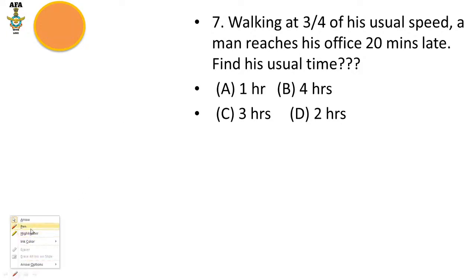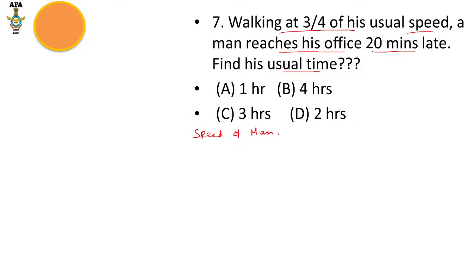Now let's see what the correct answer should be. Walking at 3 by 4 of his usual speed, a man reaches his office 20 minutes late. Find his usual time. So let the speed of the man be x kilometers per hour. He is walking at 3 by 4 of his usual speed, so the usual speed is x, and he is walking at 3 by 4 of x.